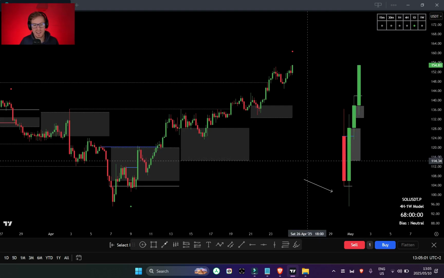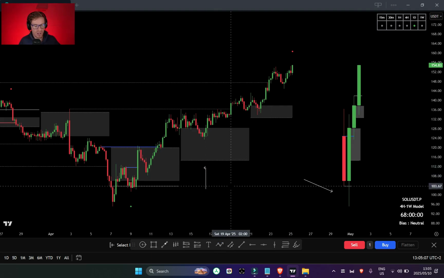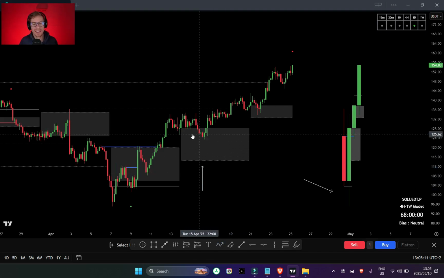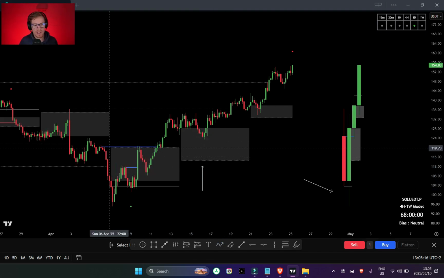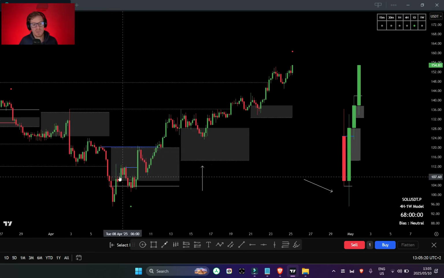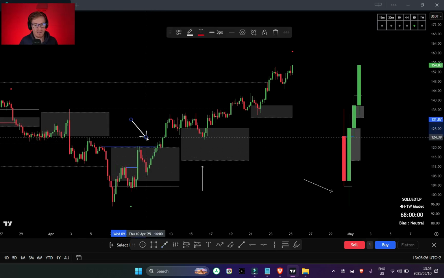So you can see this box over here is precisely this box over there. And that is what we are looking for. We are looking for an entry within this box. You can see over here, look at this equilibrium box. This was the area it was supposed to respect. It didn't respect it. We got a sweep. We got a CISD. Price broke above this CISD right over there.